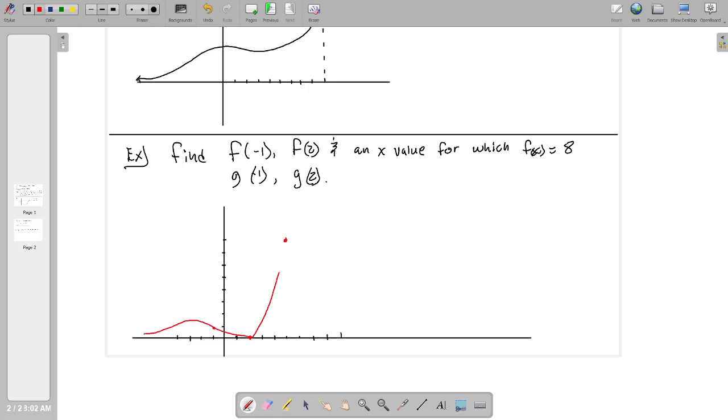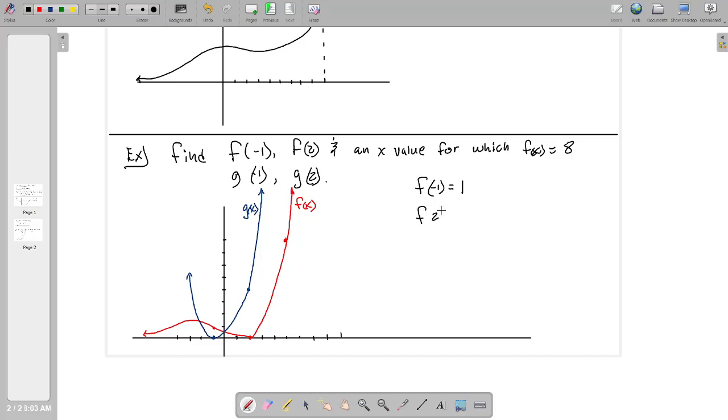So this will be f of x, and then this will be g of x. So we're looking for f of negative 1. We look for where our x value is negative 1 on the x-axis. X is negative 1 here. We're looking at the f curve. Since we're looking at the f curve, we're looking at the red curve, because that's our f curve. It's the function named f. And we see that the corresponding y value is positive 1. So f of negative 1 is going to be 1.